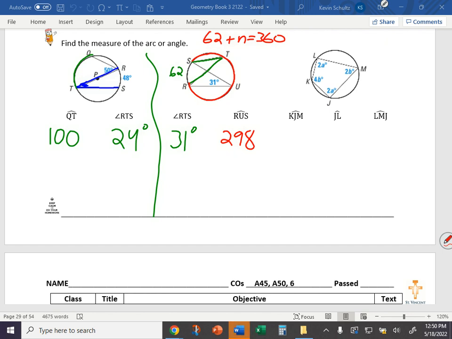Lastly, looking at an inscribed polygon. Arc KJM. Arc JL. Arc LMJ. Take a minute and work with the people around you, and we'll come back to it shortly.